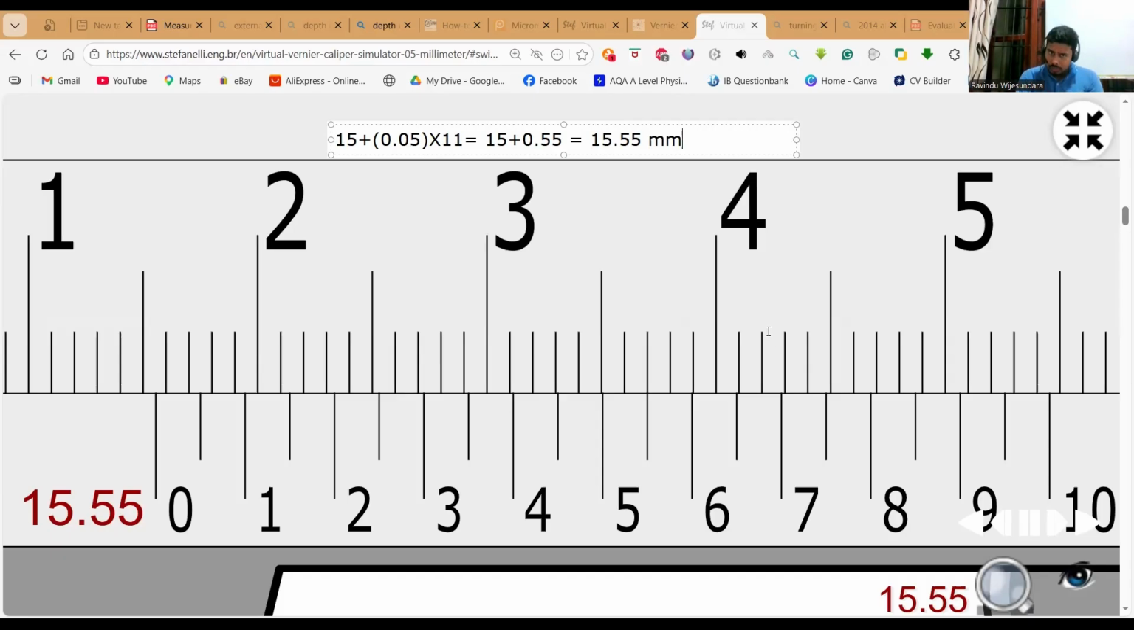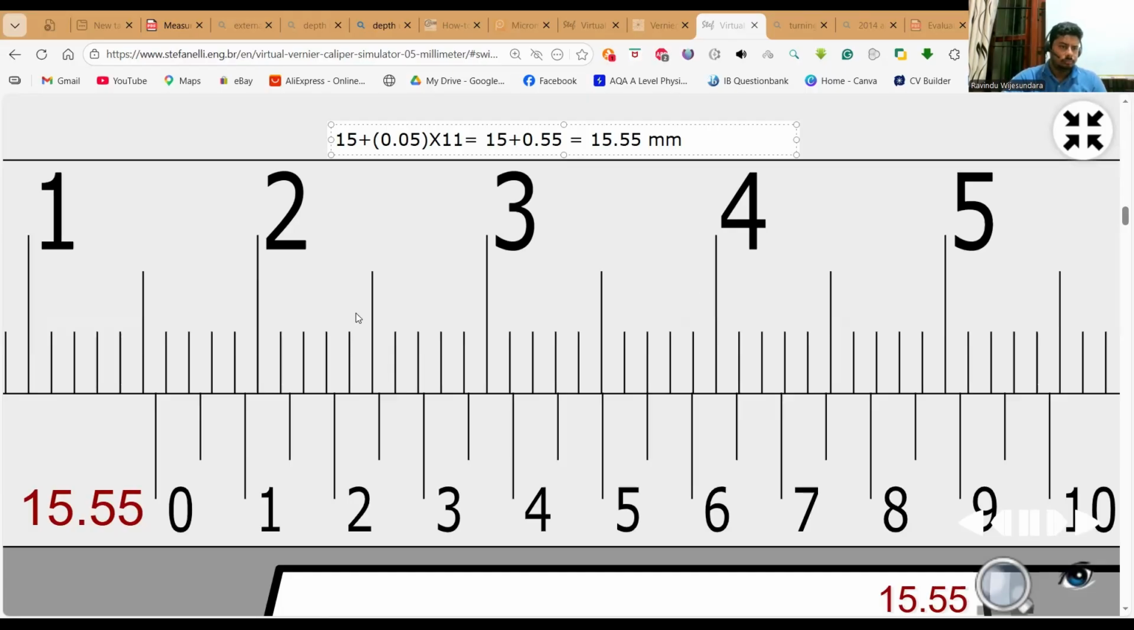What you need to know is the least count and which division is coinciding with the main scale, the number of the vernier scale which is coinciding with the main scale. The other thing is the main scale division which has been passed by the vernier zero, right? So these are the three things that you need to know to read the vernier caliper.